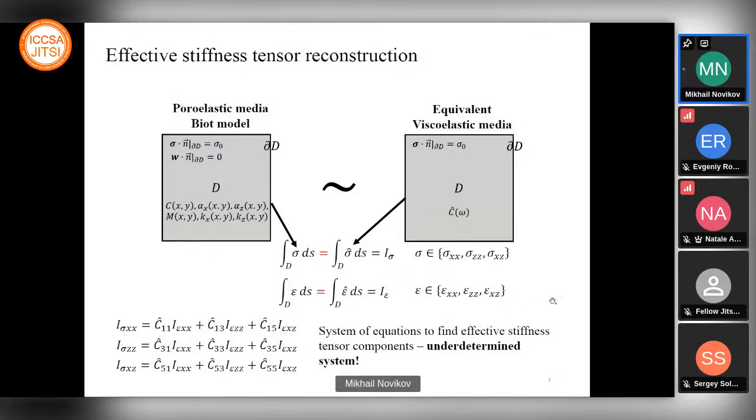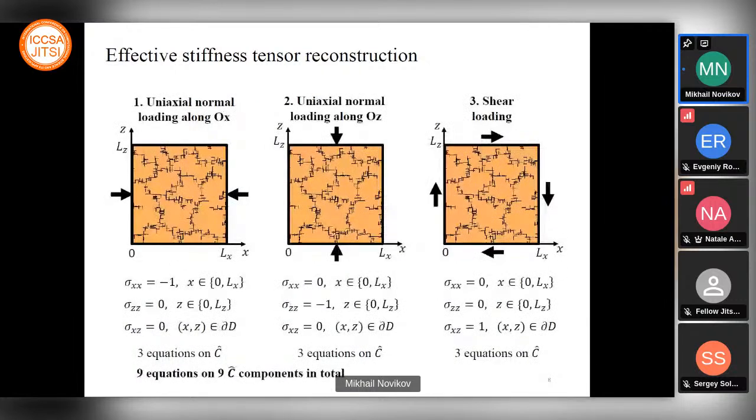But in general, we have nine components of the stiffness tensor. So this system is obviously underdetermined, and we need to determine it by another six equations, which we get from another two loading tests. The choice of three loading tests is non-unique. So for simplicity, we consider three loading tests that are simple for understanding and representation.